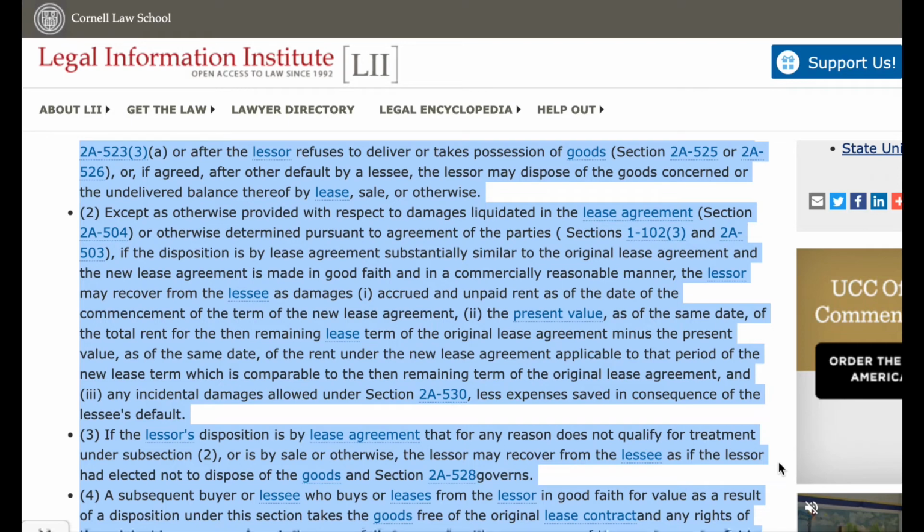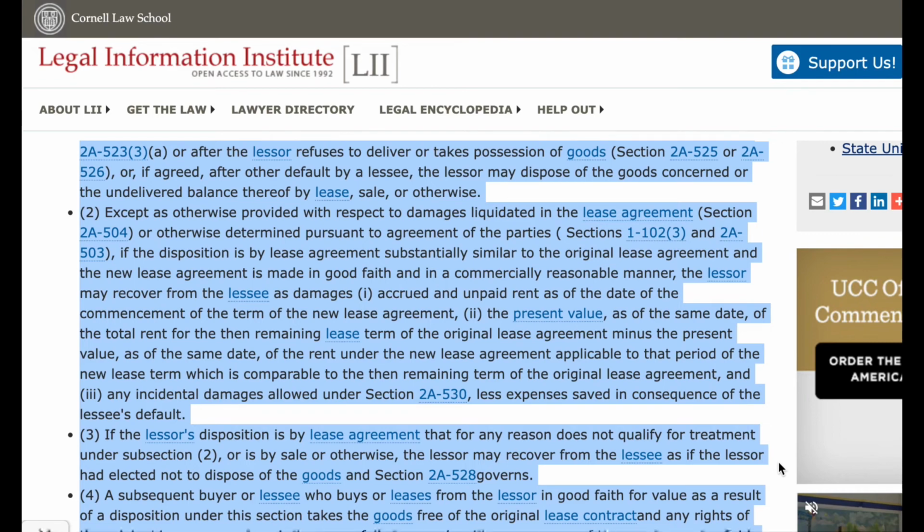Accrued and unpaid rent as of the date of the commencement of the term of the new lease agreement, ii. The present value, as of the same date, of the total rent for the then remaining lease term of the original lease agreement minus the present value, as of the same date, of the rent under the new lease agreement applicable to that period of the new lease term which is comparable to the then remaining term of the original lease agreement, and iii. Any incidental damages allowed under section 2A-530, less expenses saved in consequence of the lessee's default.